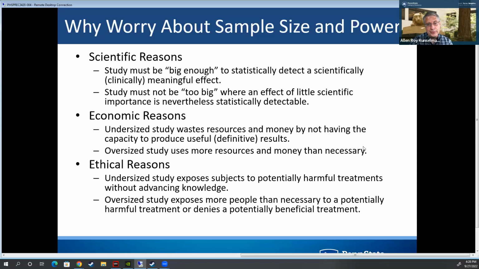An undersized study exposes subjects to potentially harmful treatments without advancing knowledge, whereas an oversized study can expose more people than necessary to potentially harmful treatment, or it could deny potentially beneficial treatment. So that last bullet point is, let's say our new treatment is really effective, and we could have shown that with 300 people. Well, if the study's oversized and we're recruiting 10,000, it might take us 5 more years and delay this really good treatment that we could have known about with 300 people. We could have known 5 years earlier that this was working well.